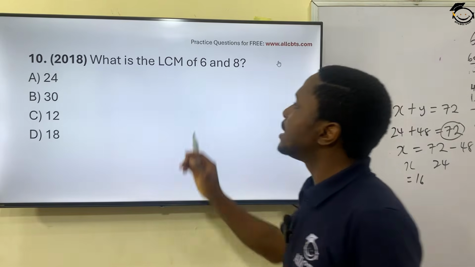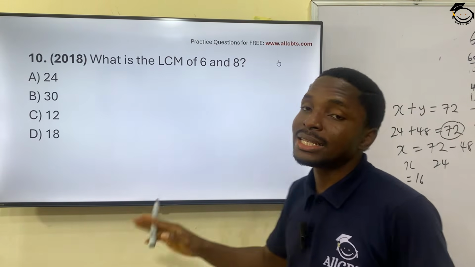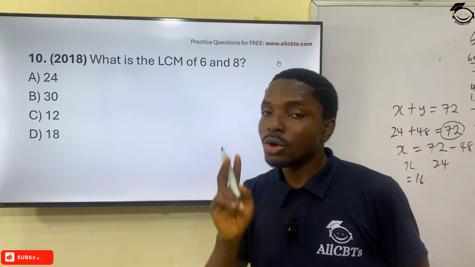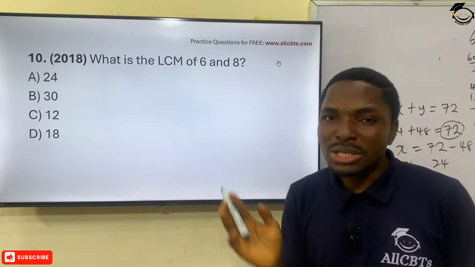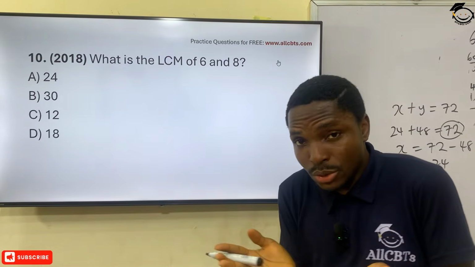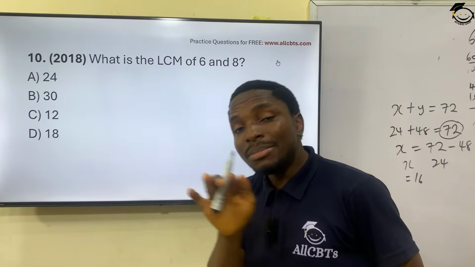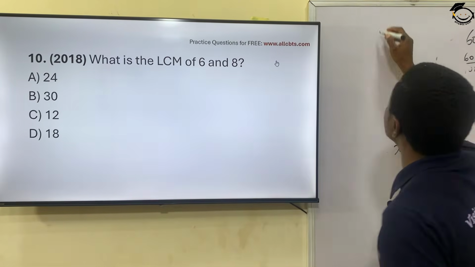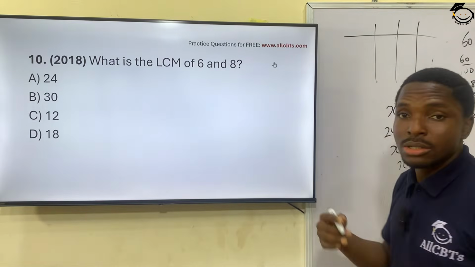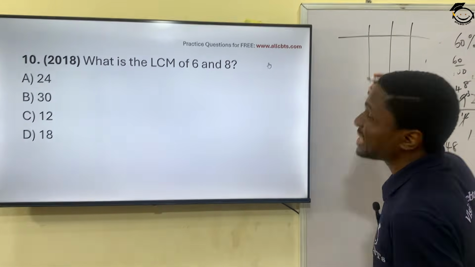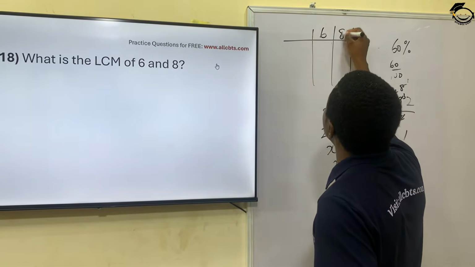What is the LCM of 6 and 8? Now you definitely must have been taught that LCM means lowest common multiple. The lowest, so it has to be the lowest for both of them. And the simplest way you can get this lowest common multiple is by just using this simple table. I'm sure you have been taught in primary school, maybe as early as primary 3, primary 4. So you have 6, you have 8.